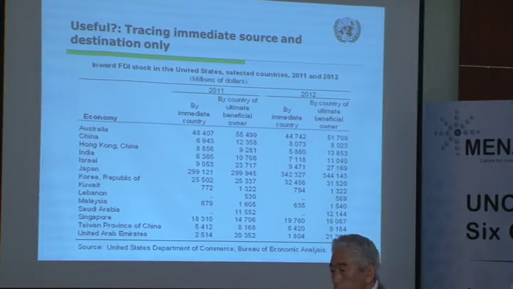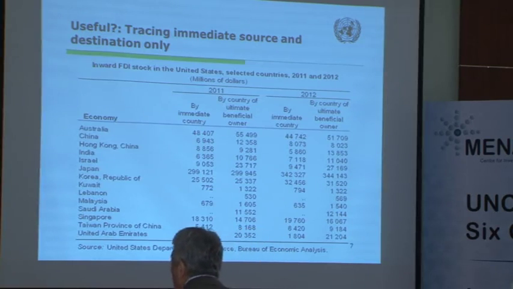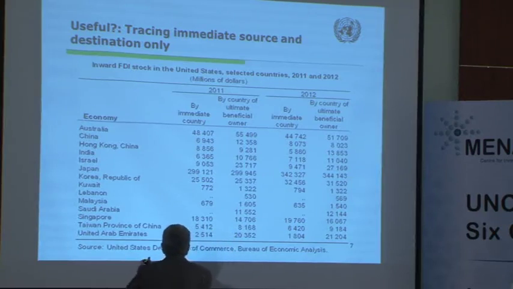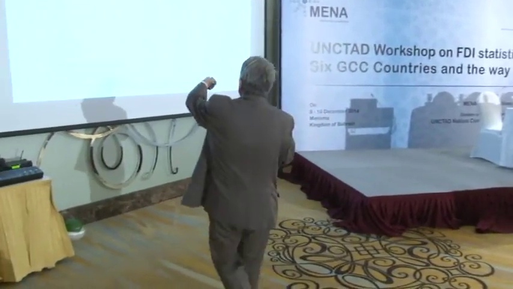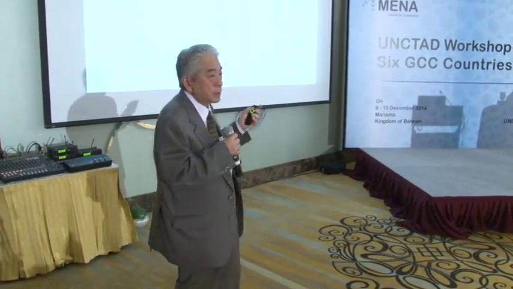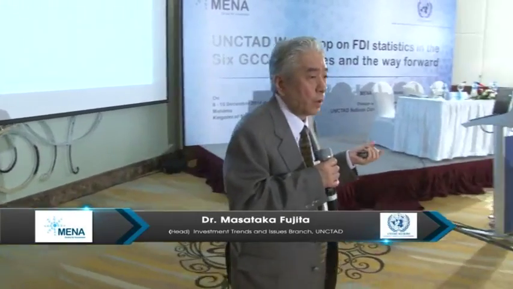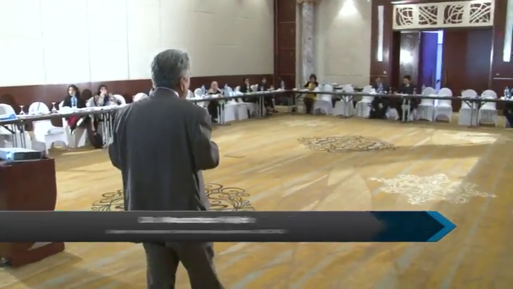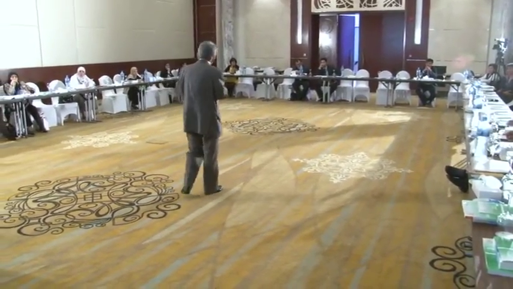It implies that the UAE has an investment network somewhere. I don't know where they're located. It could be in offshore finance centers, it could be tax havens, I don't know. But like Japan, for example, if you look at Japan, Japan is by far the largest investor in the States, nearly $300 billion. Looking at Japan as immediate, or looking at Japan as ultimate, the numbers are almost the same, $300 billion. Which means that almost all investment from Japan comes from Japan, not necessarily through other countries.